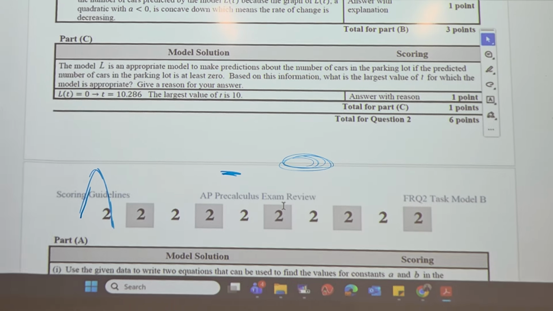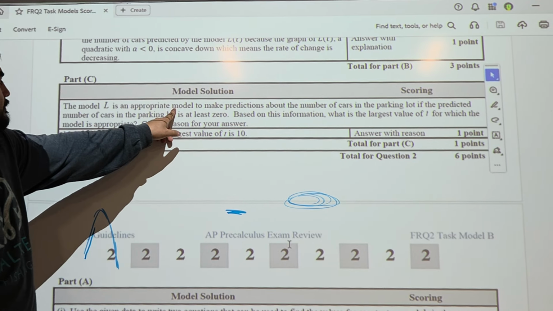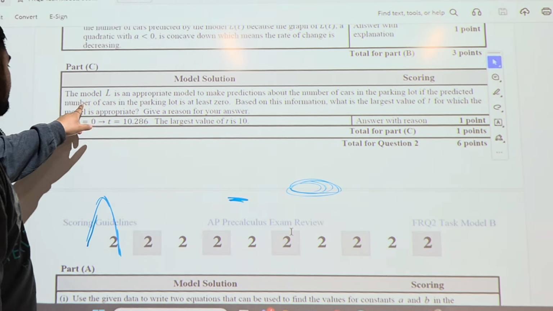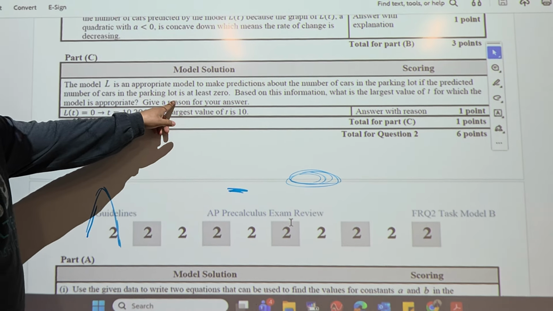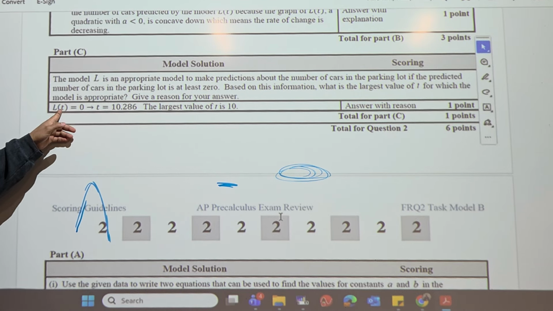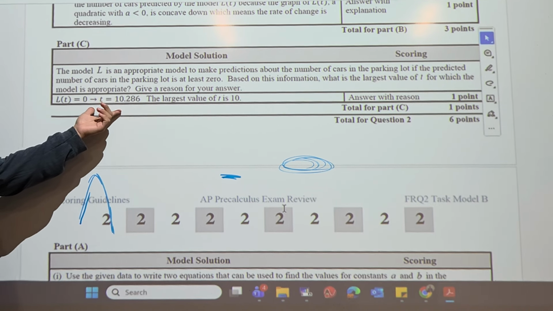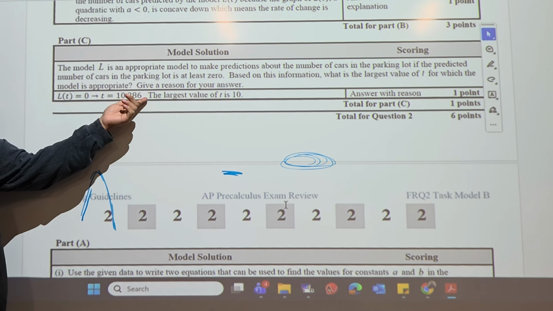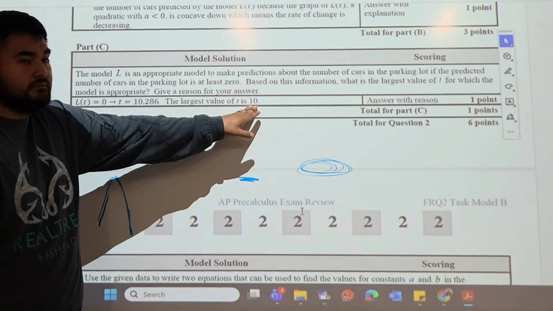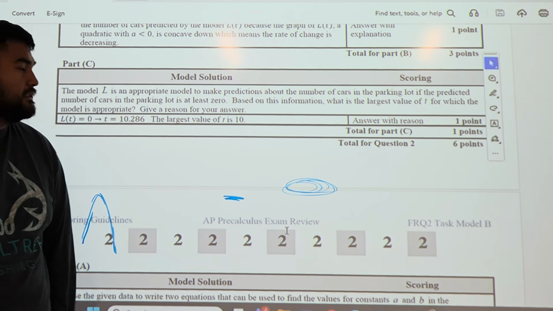Here it is. Part C. The model L is an appropriate model to make predictions about the number of cars in the parking lot if the predicted number of cars in the parking lot is at least 0, right? This was the question. So yeah, here it is. L of t when it's 0, which is the number of vehicles, it's at when time equals 10.286. So the largest value of t is 10. And there it is. Hopefully this makes sense.